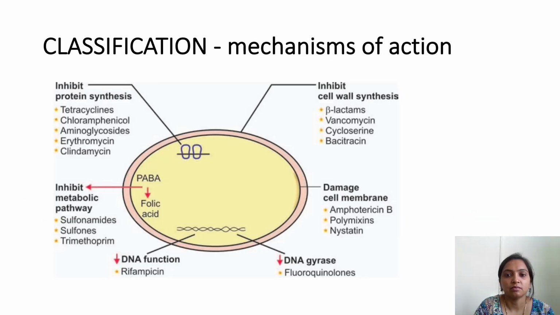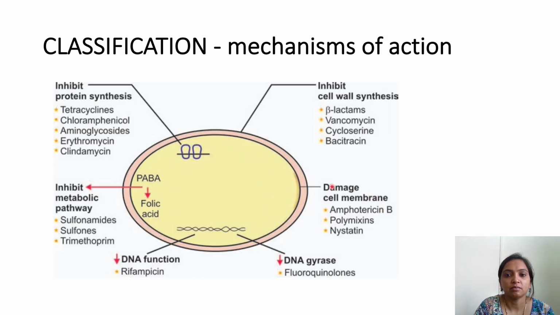As I already said about the classification, in this picture you can understand it in a little more detail. The first class we saw was cell wall synthesis inhibitors like beta-lactams, vancomycin, cycloserine and bacitracin. Beta-lactams bind to penicillin binding protein and affect the cross bridging of cell wall synthesis, which is the final step. Likewise, vancomycin inhibits the final step of cell wall synthesis. Thereby they damage the cell wall so that water enters the cell and the cell bursts, leading to cell death.